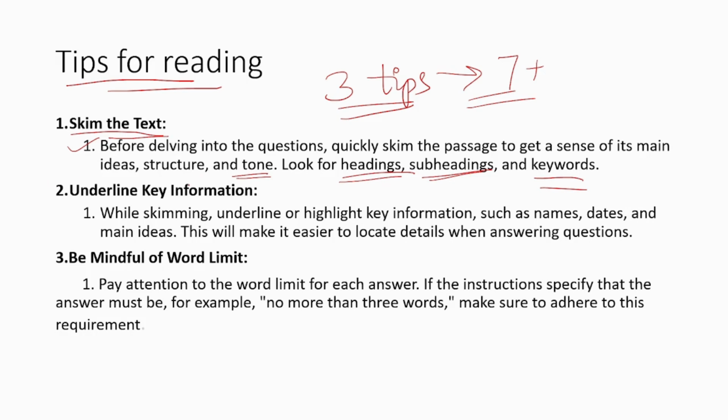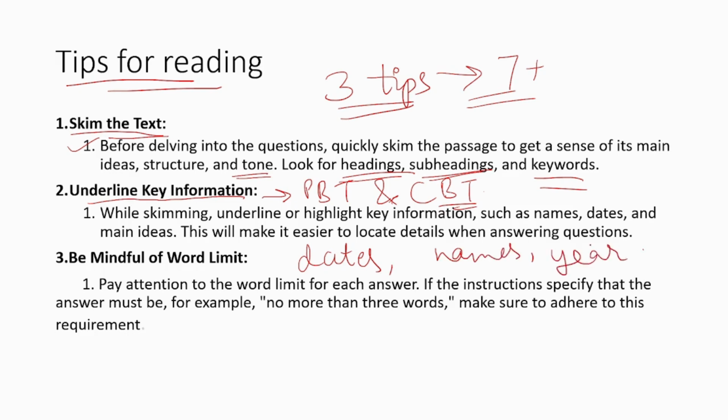Let's move on with the second tip, that is underlining the key information. When you're taking a paper based test, you can underline the keywords. On the contrary, when you're taking a computer based test, you cannot underline, but you do have the option of highlighting the keywords, so you can do that. While skimming, underline or highlight the key information, which means specific things, could be dates, names, years, and so on. This will make it easier for you to locate the details when you are answering the questions.